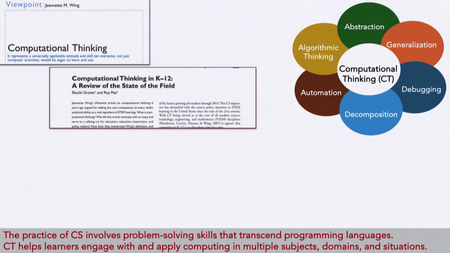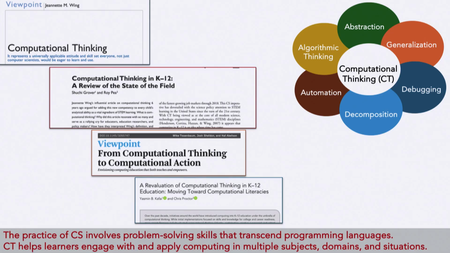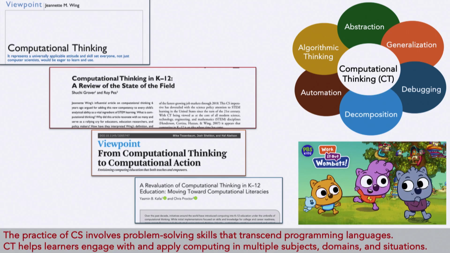Over time, conceptualizations of CT have evolved and expanded and been articulated from Wing 2006 to Grover and Pea 2012 to Tissenbaum, Sheldon, and Abelson 2019, moving from CT to computational action, and finally Kafai and Proctor making the case for including situated and critical framings in addition to the cognitive. Incidentally, Work It Out Wombats is a new PBS Kids show that engages little learners in computational thinking. It's a project partly funded by the NSF, and I had the pleasure of serving as an advisor on that.